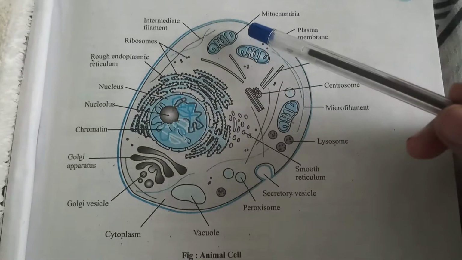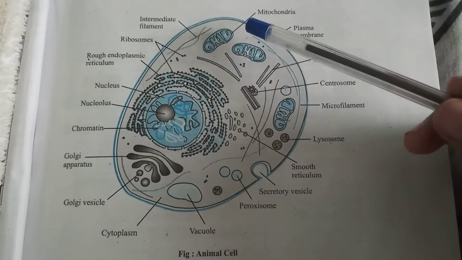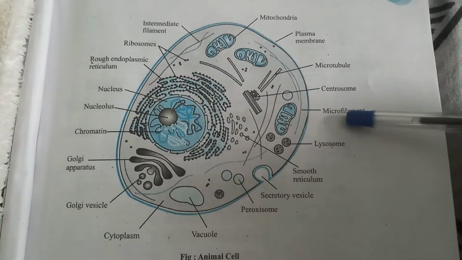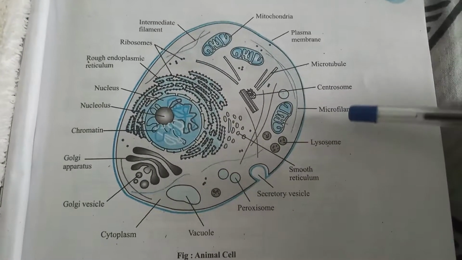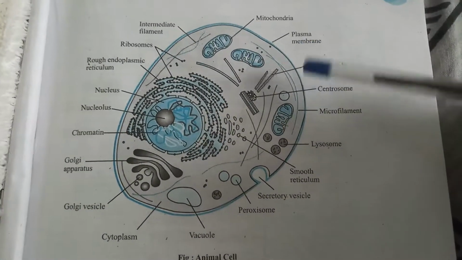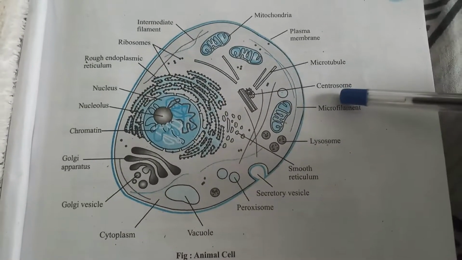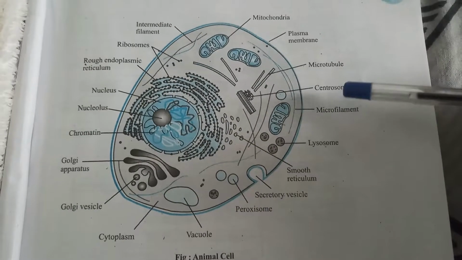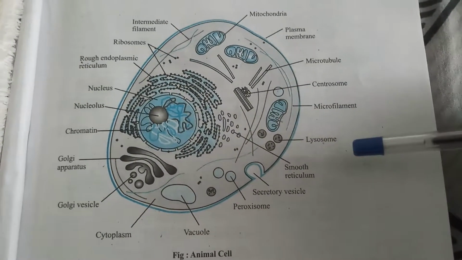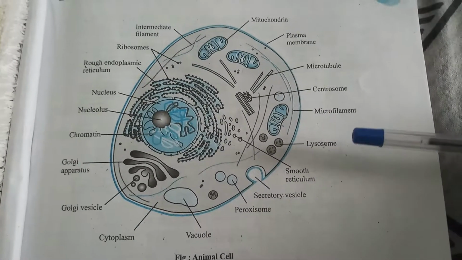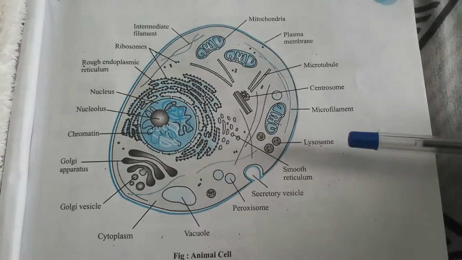Mitochondria are the powerhouse of the cell, which generate ATP through cellular respiration. And next we have the microtubules and microfilaments. These form the cytoskeleton, which helps to maintain the cell structure. And centrosomes. These are non-membrane-bound cell organelles which help in spindle formation during cell division. And next, lysosomes, which have hydrolytic enzymes that split carbohydrates, proteins, lipids and nucleic acids.